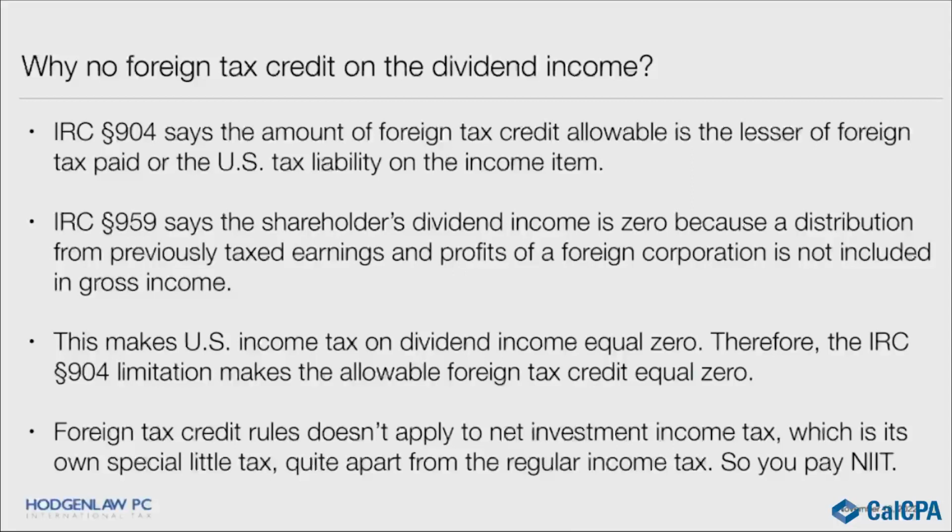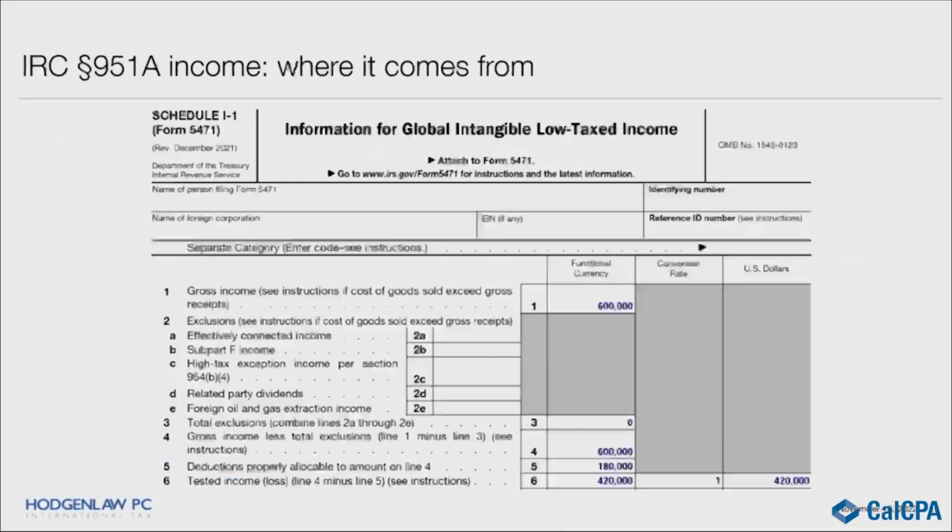And for the same reasons that net investment income tax liability is different from everything else we've done, the foreign tax credit rules don't give you any offset against net investment income tax. So sad, you pay the $15,960 anyway. So that's what's going to happen. You're going to receive the dividend from the foreign corporation, pay only net investment income tax, and pay foreign country individual income tax, and that's it.